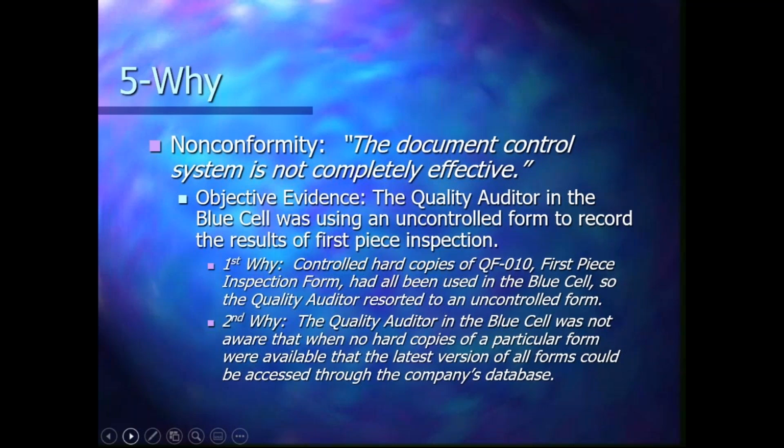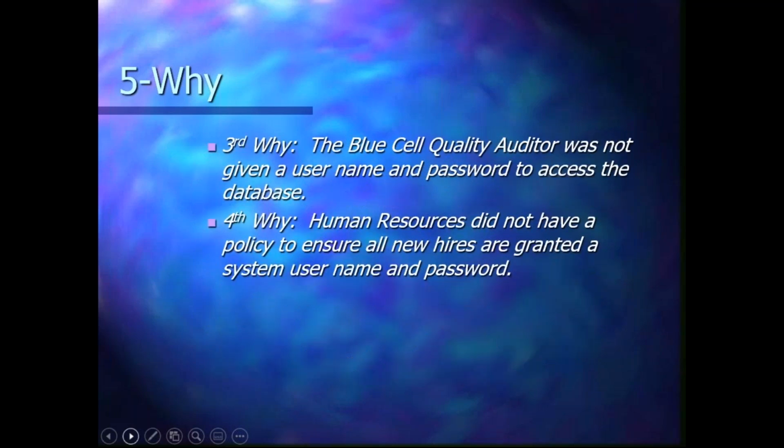Well, why did they do that? Why didn't they just get more copies of the current version? The quality auditor in the blue cell was not aware that when no hard copies of a particular form were available, the latest version of all forms could be accessed through the company's database. Why weren't they aware of that? The quality auditor was not given a username and password to access the database. Well, why weren't they given access to the database? HR didn't have a policy to ensure all new hires, even quality auditors, are granted a system username and password.